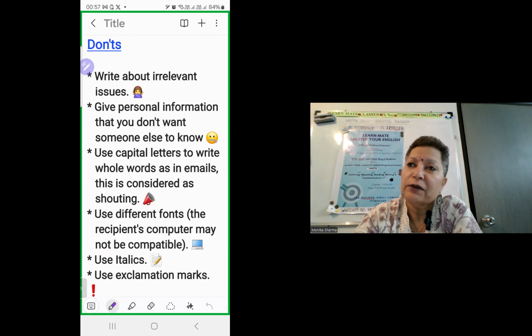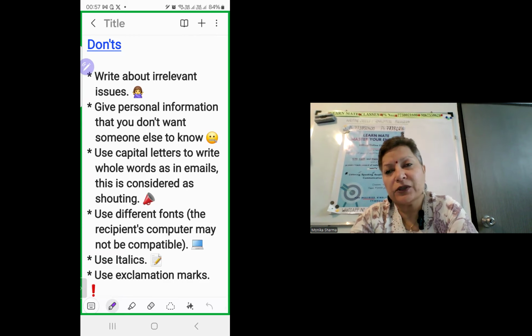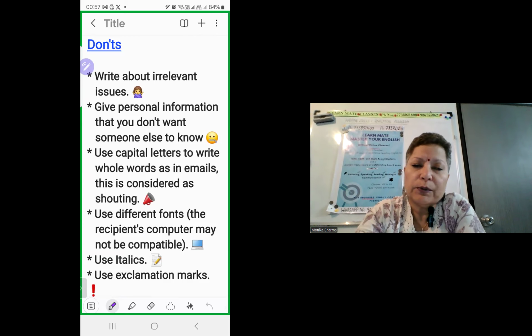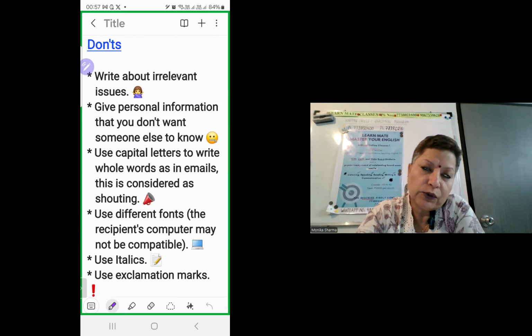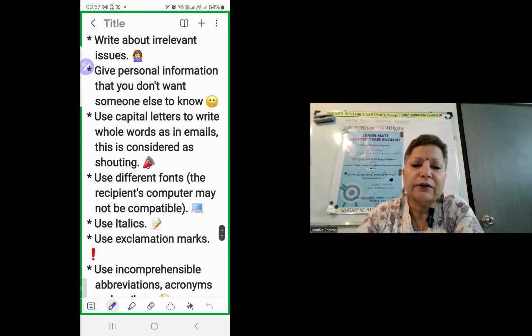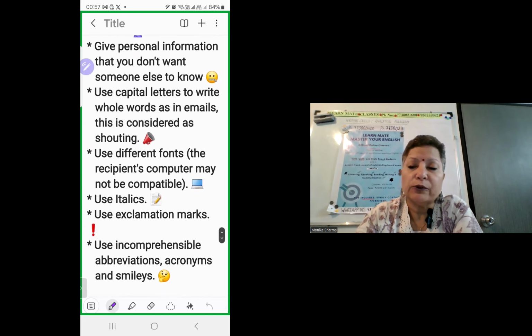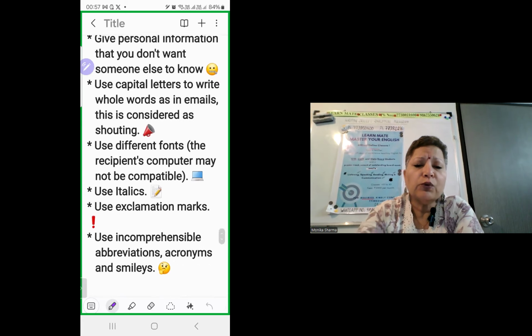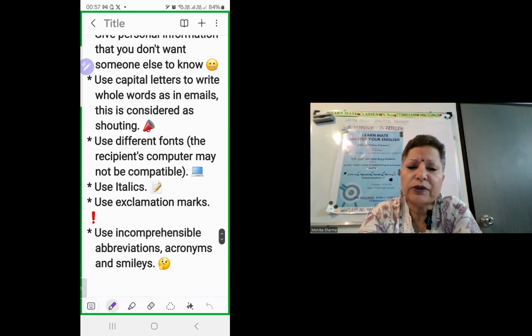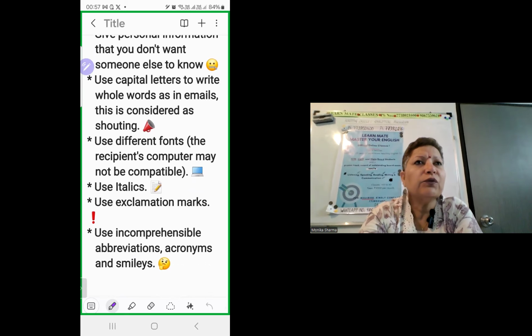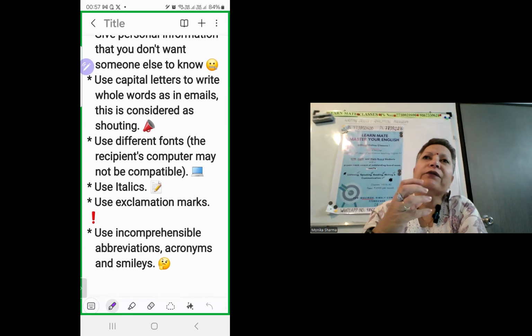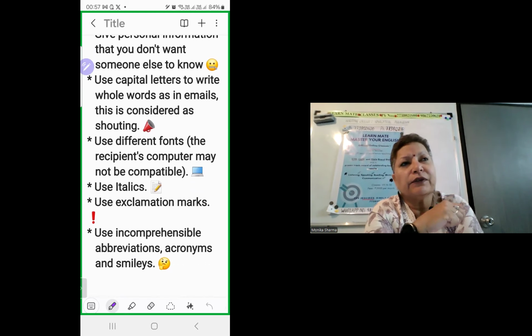Use only full stops, commas, or if it is required, hyphens for compound words. You can also use colons, but as far as possible, avoid any other kind of punctuation marks. Do not use incomprehensible abbreviations. Do not use acronyms. An acronym is a word which is a brief for a number of words put together.